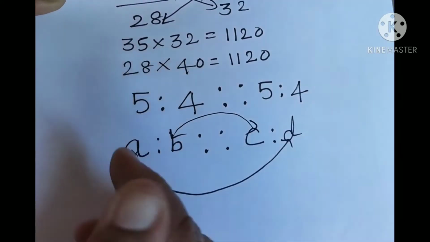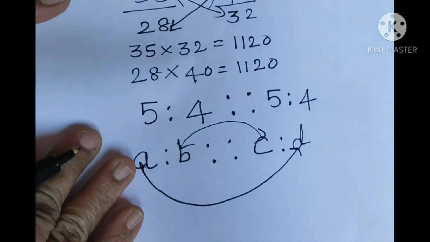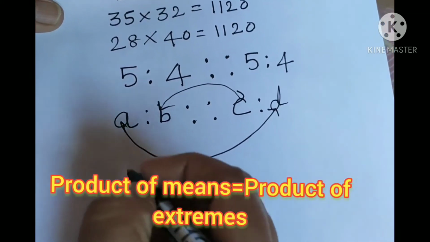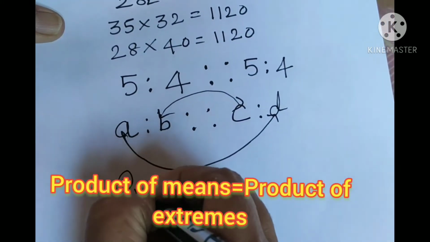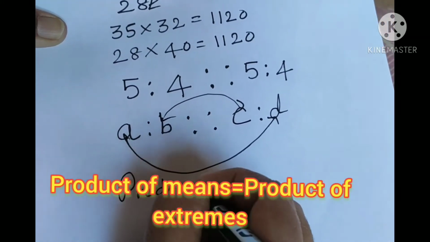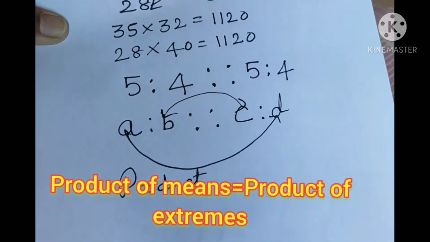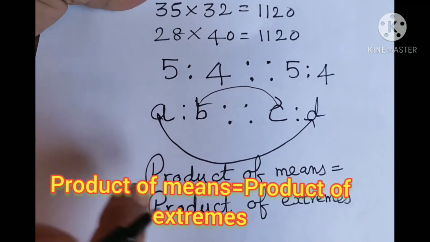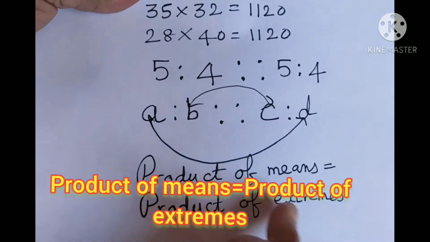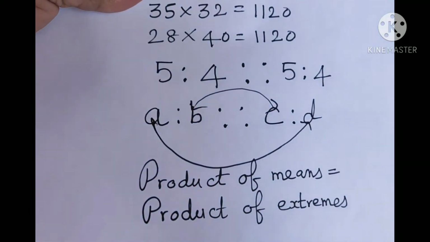If they are in proportion, the product of means is equal to the product of extremes. Product of means is equal to product of extremes.